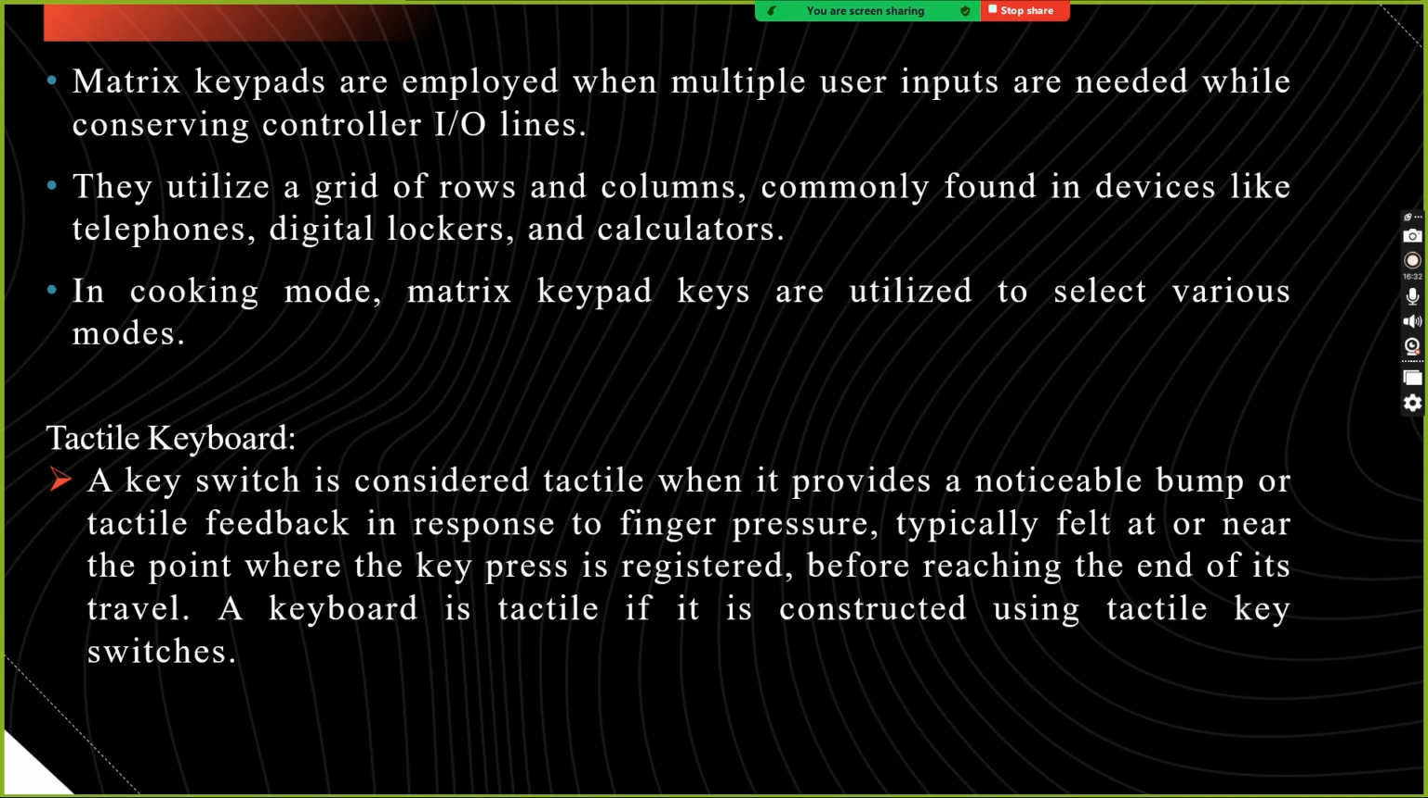Matrix keyboards are employed when multiple user inputs are needed while conserving controller input and output lines. They utilize a grid of rows and columns, commonly found in devices like telephones, digital lockers, and calculators. In cooking mode, matrix keyboard keys are utilized to select various modes. A tactile keyboard: a key switch is considered tactile when it provides a noticeable bump or tactile feedback in response to finger pressure, typically felt at or near the point where the key press is registered before reaching the end of its travel. A keyboard is tactile if it is constructed using tactile key switches.